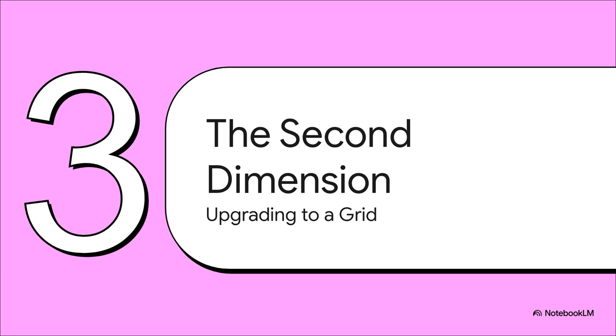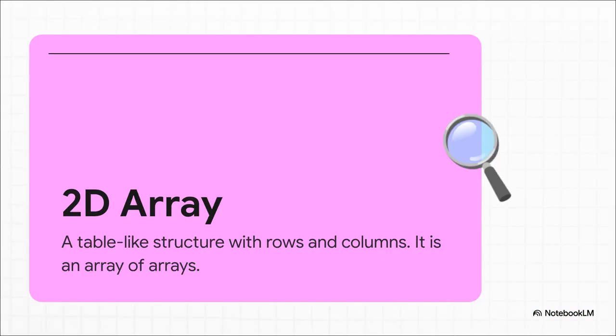Okay, a single list is great, but what happens when your data is more complex? What if you're trying to build a tic-tac-toe board or track points on a map? For that, we need to upgrade our toolbox. Well, say hello to the two-dimensional or 2D array. Now, the best way to wrap your head around this is not to think of it as something totally new. Instead, it's just an array of arrays. It's a clever trick that creates a table-like structure with rows and columns.